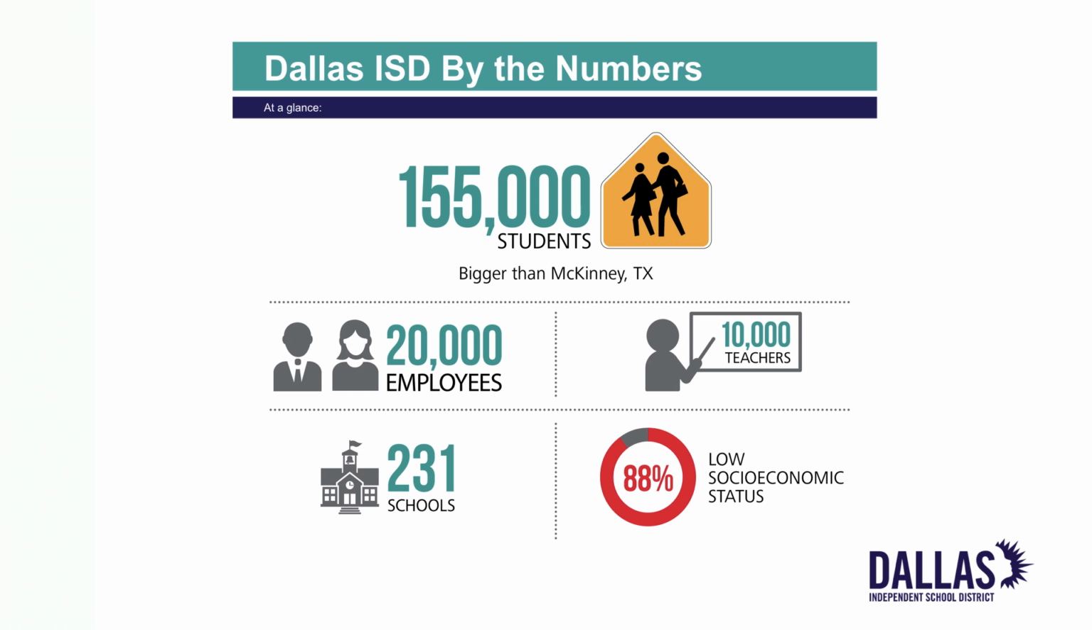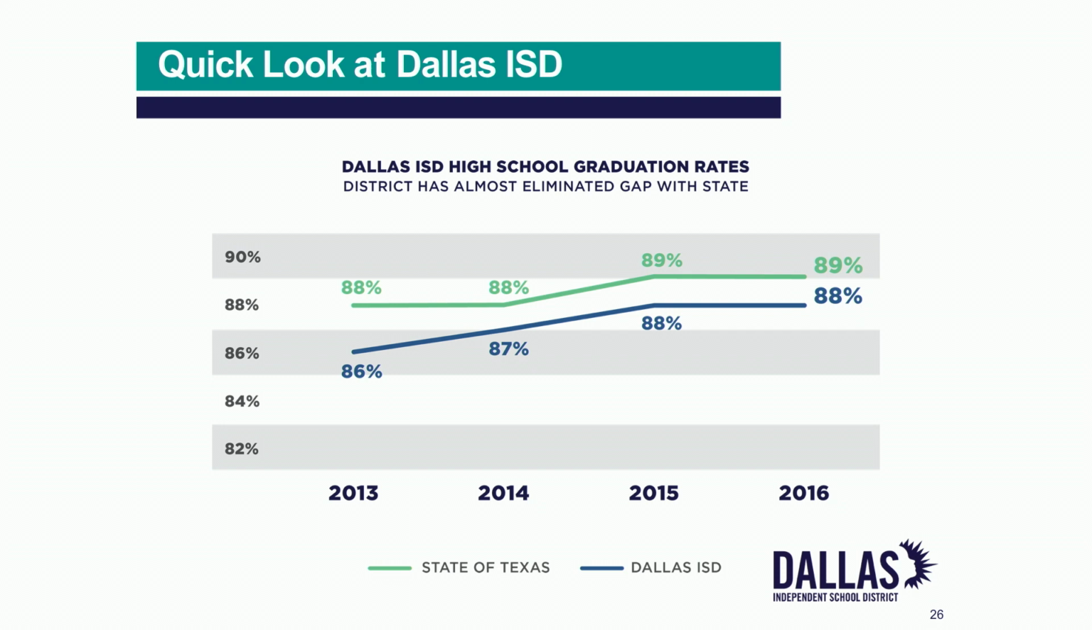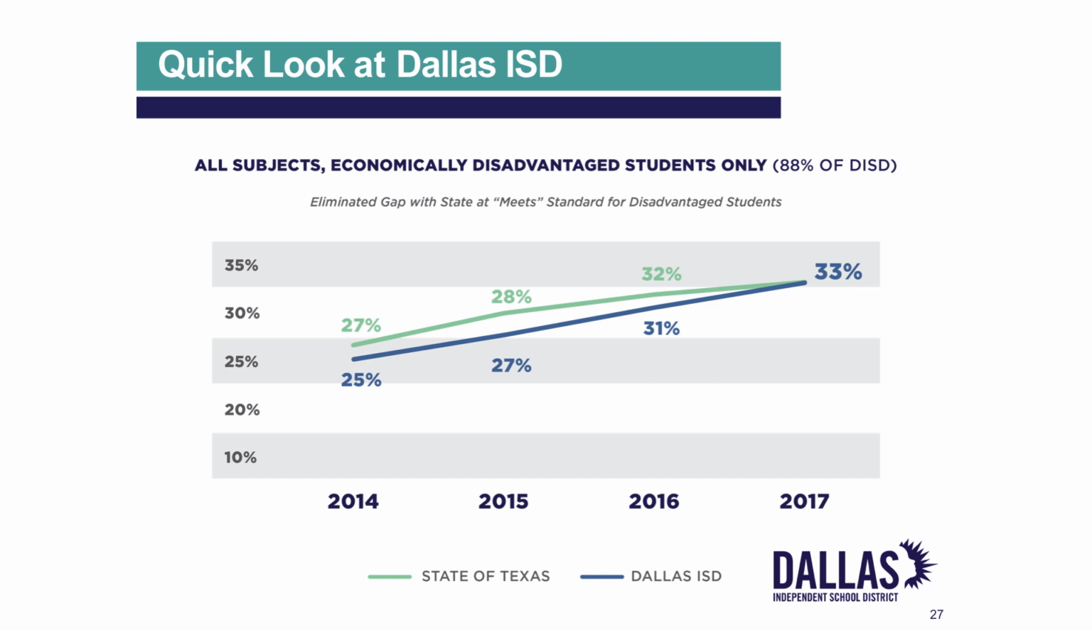So if we just take a quick look at Dallas ISD and how we're doing, what you can see is that we've almost closed the gap in terms of graduation rates with the rest of the state. The state of Texas has 60% low socioeconomic students versus 88% at DISD. If you just compare kids that are economically disadvantaged versus other kids across the state in that same economic status, you'll find that we have closed the gap with the state.